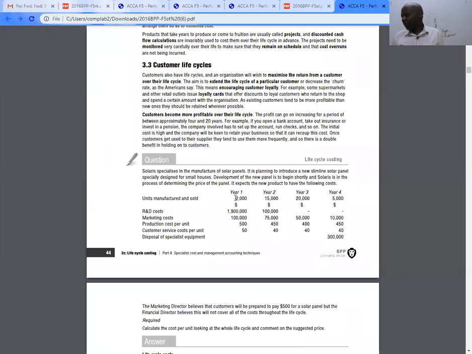So we have the units manufactured and sold, research and development, marketing cost, production cost per unit, customer service cost per unit, and disposal of specialist equipment. The marketing director believes that the customers will be prepared to pay $500 for a solar panel, but the financial director believes this will not cover all of the costs throughout the life cycle. Calculate the cost per unit, looking at the whole life cycle, and comment on the suggested price.